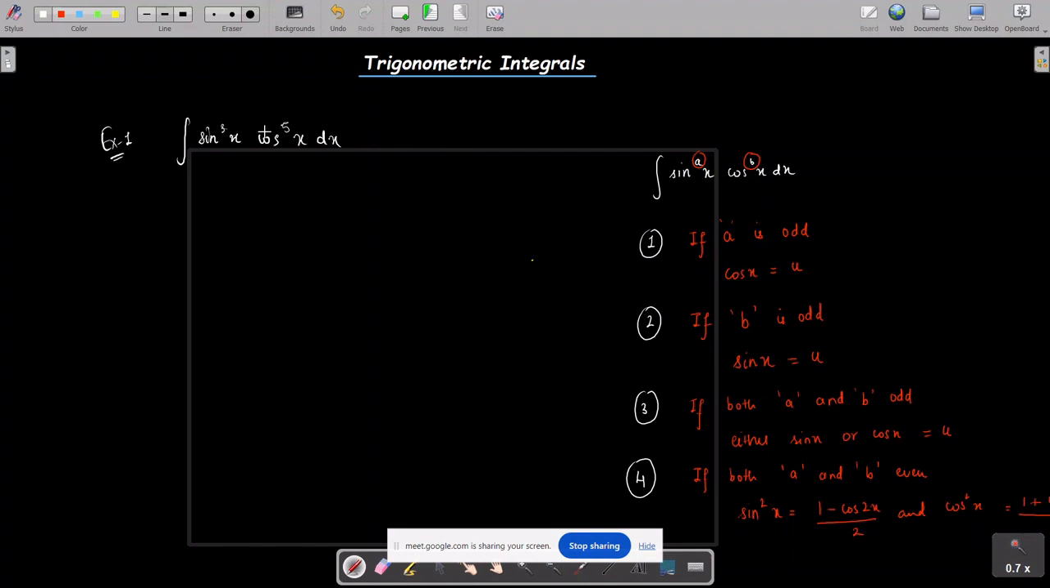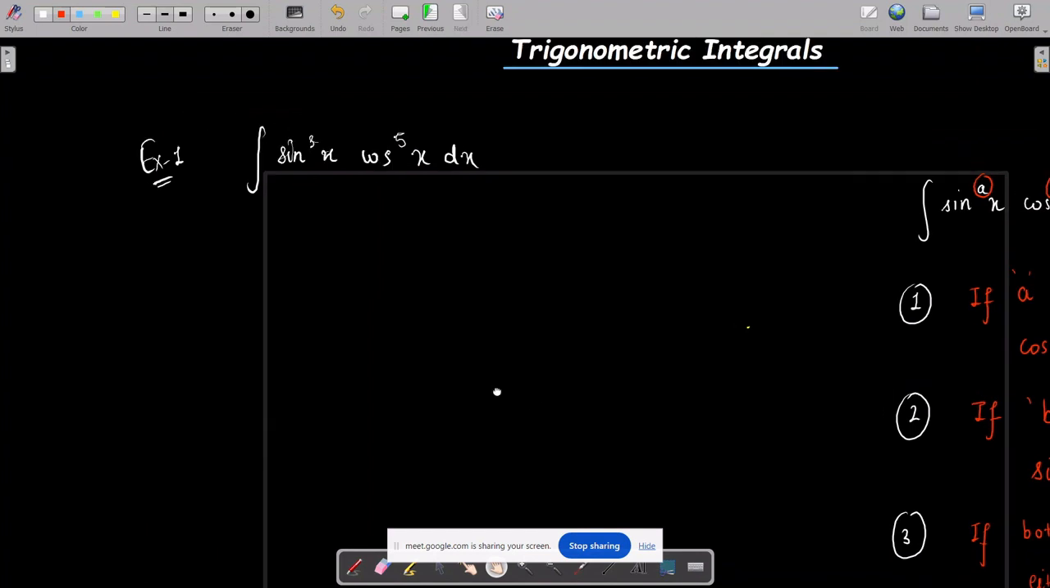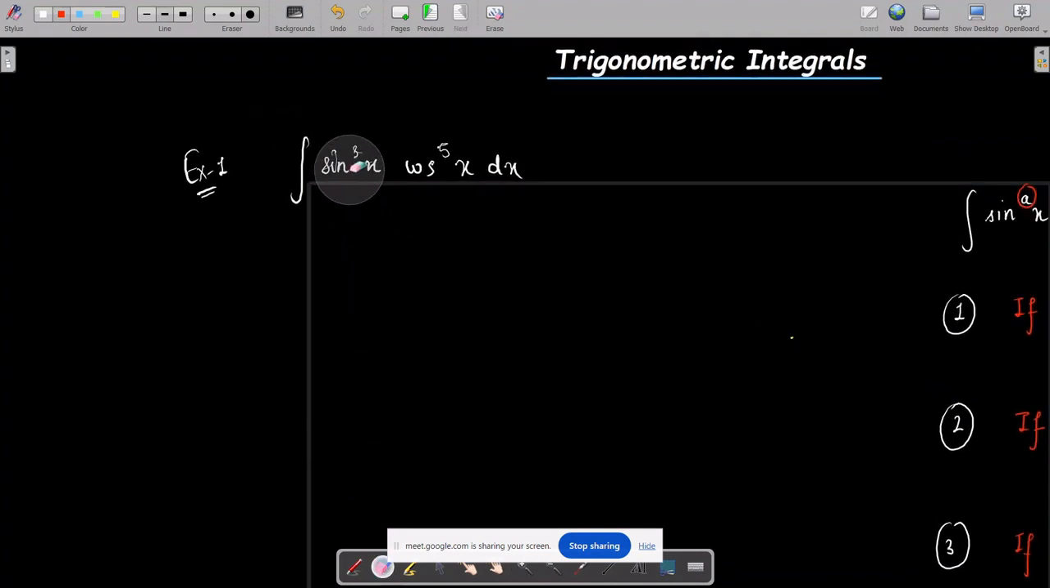So here, exponents of both. Could you expand and zoom it in? Thank you. Let me write this properly. So this is... We look like we have both odd functions. Yes, both of the exponents are odd.